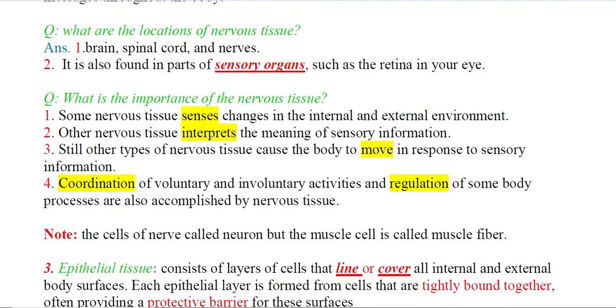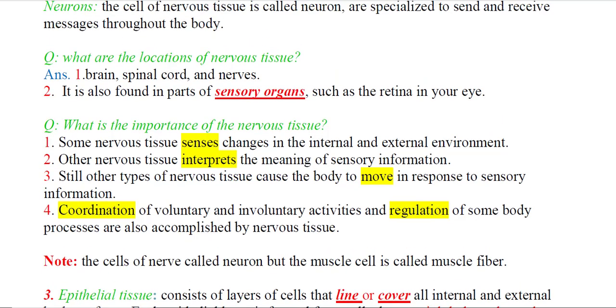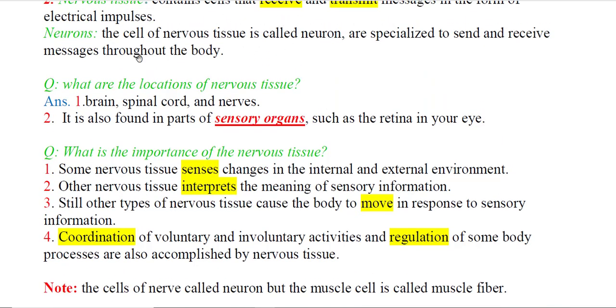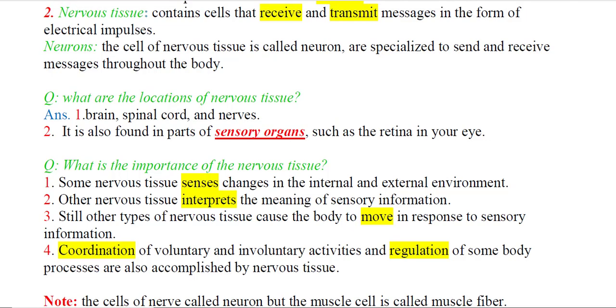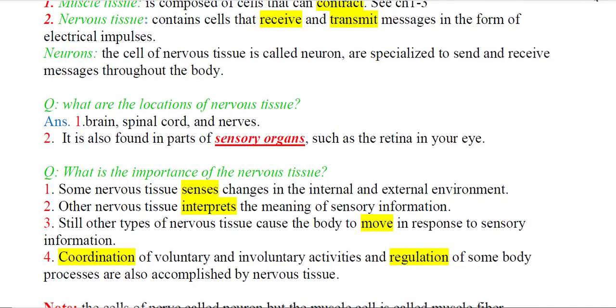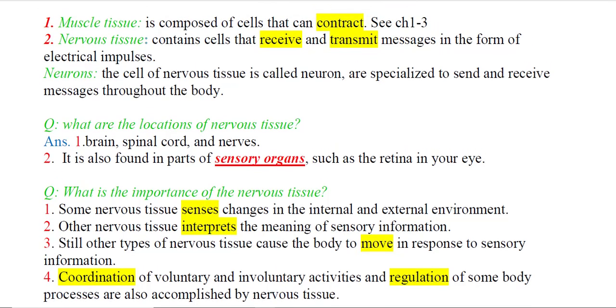The neuron has three structures: axon, dendrite, and cell body. Neuron in English means nerve cell. Nerve cell. What is the ID of the muscular tissue? It consists of cells that can contract and relax.